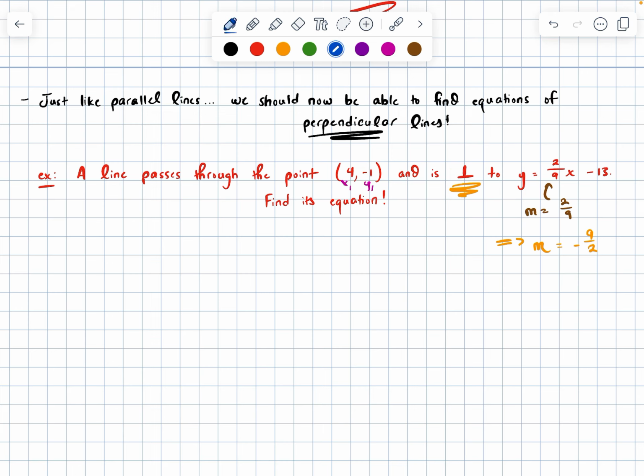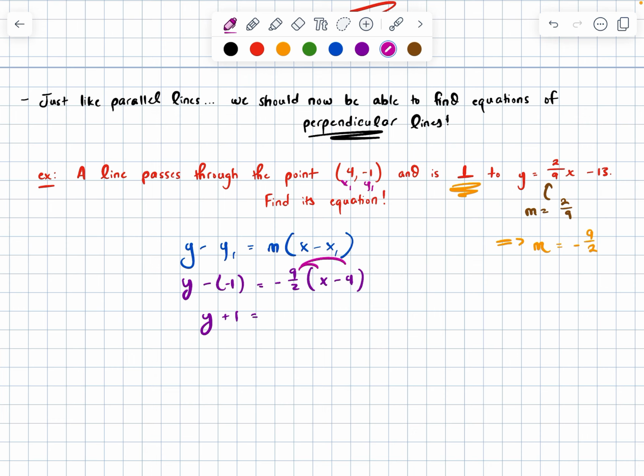All I need to do is use, surprise, surprise, my point slope form. So let me take my y minus y1 equals m times parentheses x minus x1. All I've got to do is substitute in. So I know y minus y1, which is negative 1, is equal to m, negative 9 over 2, parentheses x minus 4. All I've got to do now is simplify and solve.